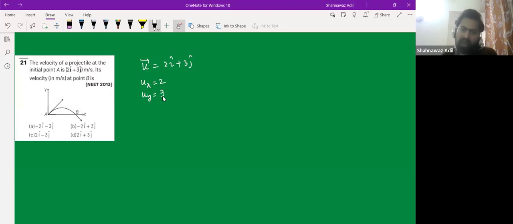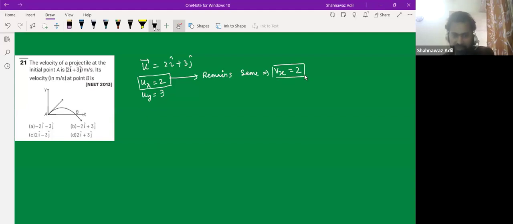Okay, so now you see that this part is the x velocity. So this remains the same in projectile motion. So Vx, the final horizontal velocity, would also be 2, right? And you can see that y is 3. So if you check the options, right?